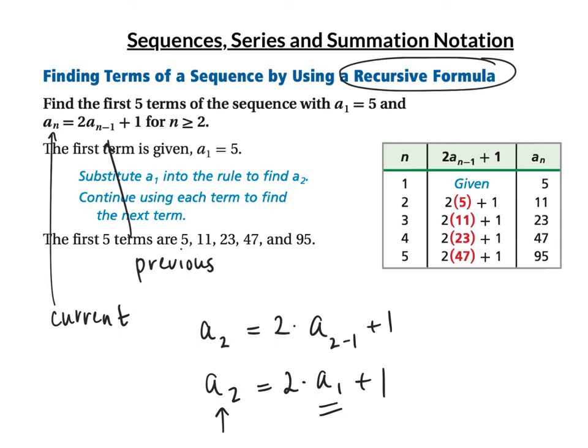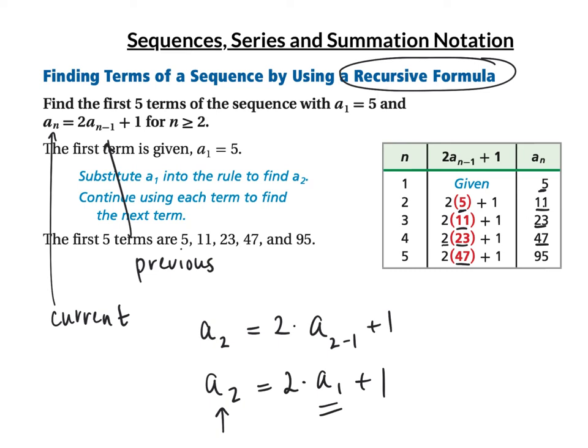We can see that in the table. 2 times 5, the previous term, plus 1 gives me 11. 2 times 11, that's the previous term, plus 1 gives me 23. 2 times 23, the previous term, plus 1 gives me that current term of 47. And 2 times 47, the previous term, plus 1 gives me a current term of 95.